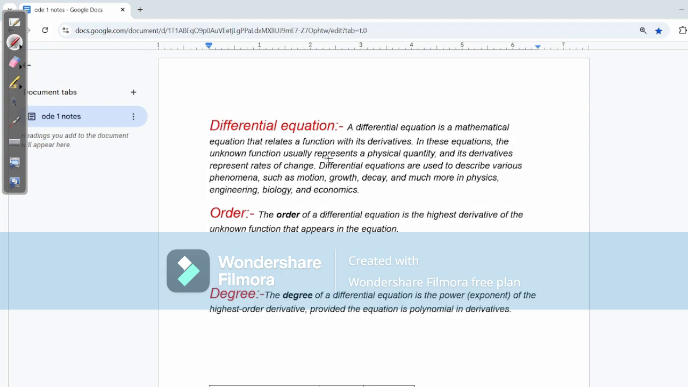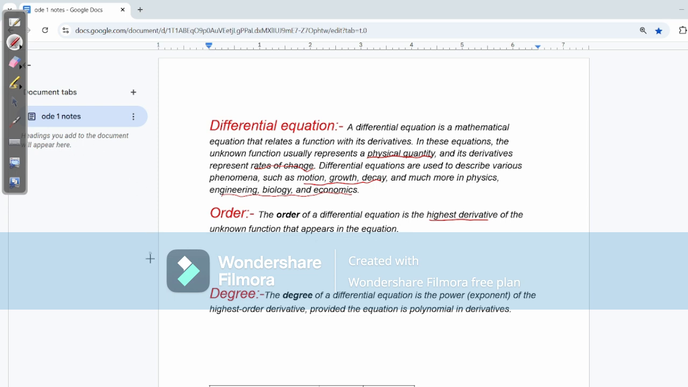The unknown function usually represents a physical quantity, and its derivative represents rate of change. Differential equations are used to describe various phenomena such as motion, growth, decay, and much more in physics, engineering, biology, and economics.